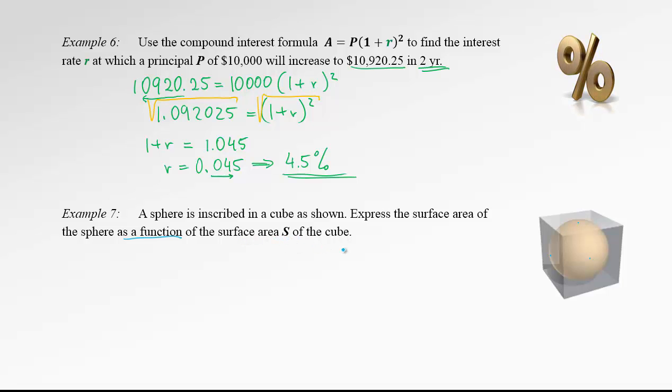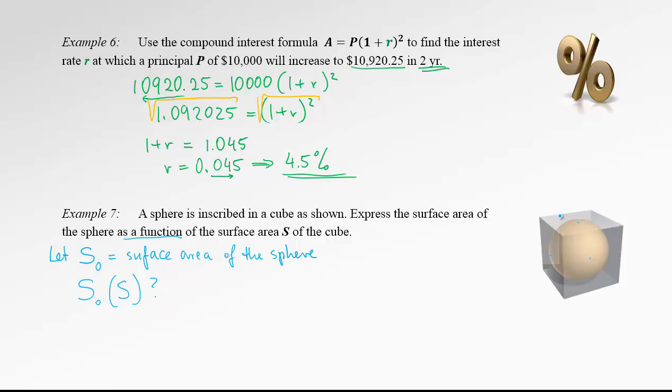Okay, what do we know about the surface area of a sphere and a cube? Well, let's call the surface area of the sphere S_O. So let S_O represent the surface area of the sphere, and S by itself will represent the surface area of the cube, as stated in the problem. We want to express the surface area of the sphere, so we want to see S_O as a function of S. So S_O of S.